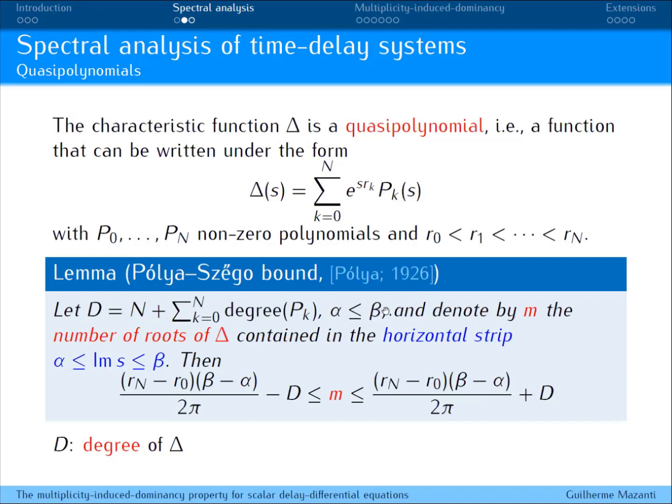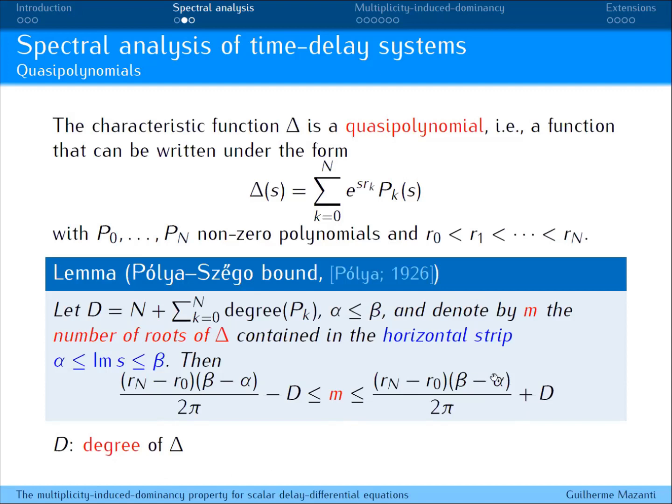So if I consider a horizontal strip in the complex plane, the set of all complex values which are between alpha and beta, and I count the number of roots of this function that appear in this horizontal strip, what this result tells me is that I have a bound. This number of roots is between these two things. This is the same term, but here with minus d and here with plus d. And this term depends on this integer d, which I'm going to call from now on the degree of the quasi-polynomial.